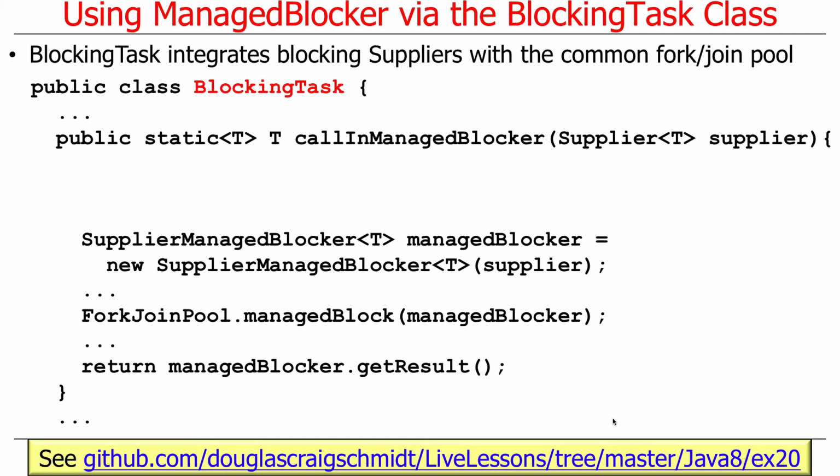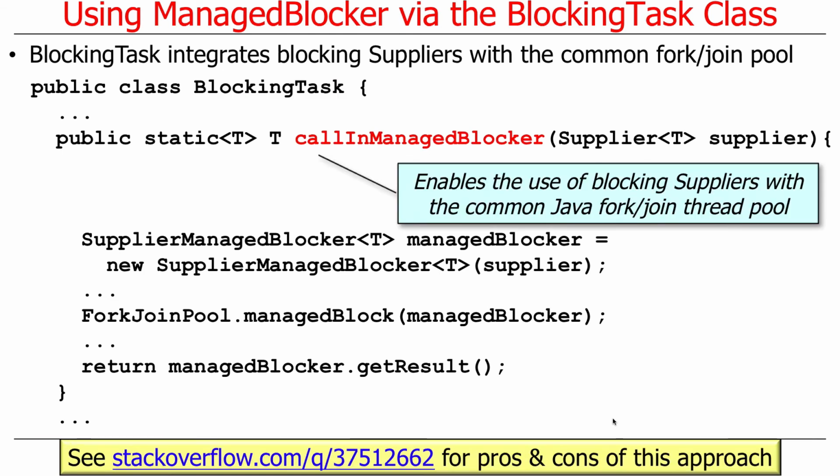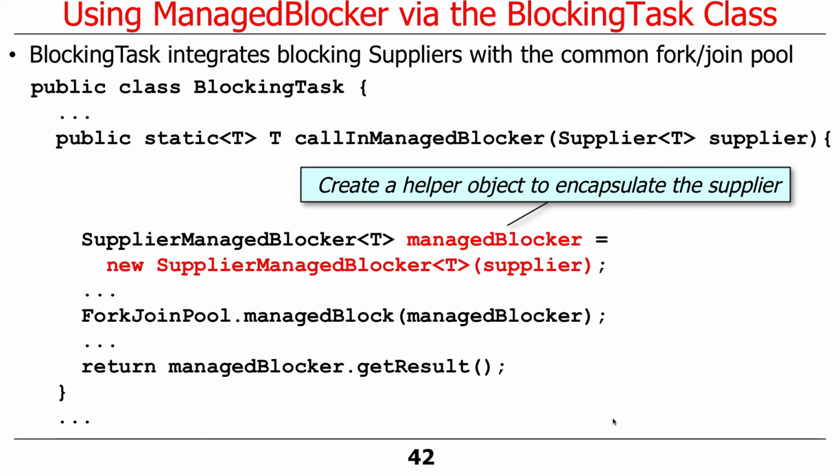So we have something called blocking task. We have a method called call in ManagedBlocker, and that allows us to use blocking suppliers with a common fork join thread pool. So you can see we're going to pass a supplier into this thing. And then we go ahead and make ourselves a little helper object that holds the supplier. So it's stuffed away somewhere.